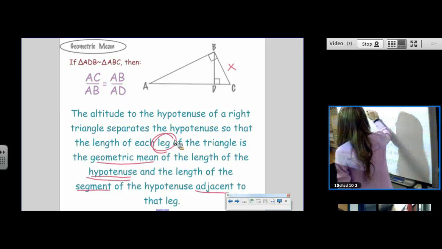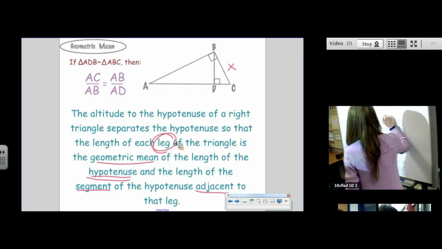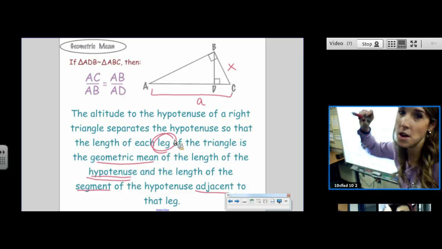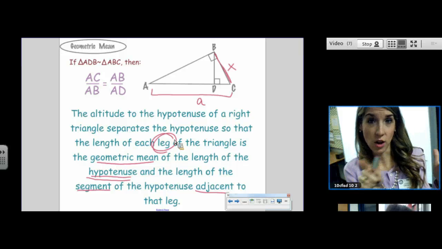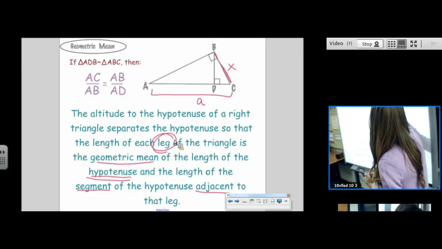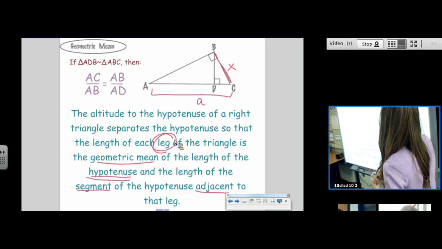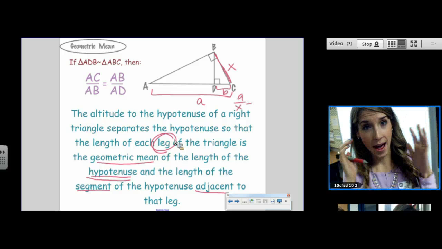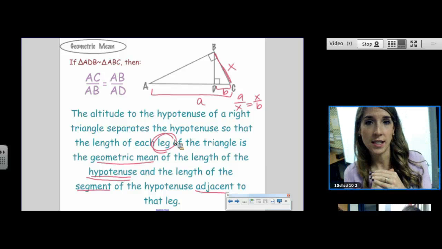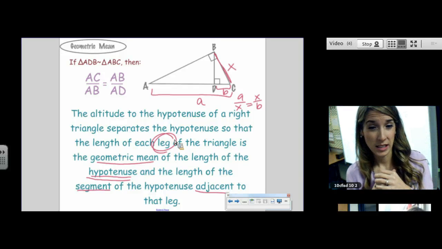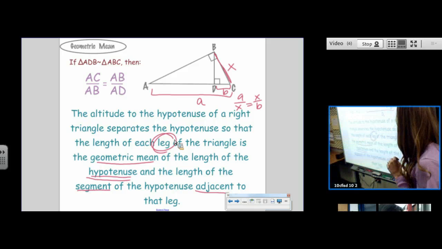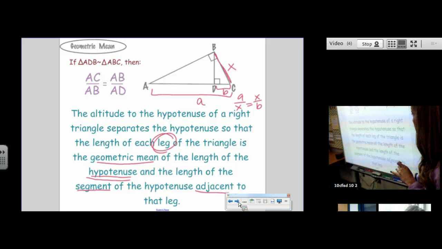So what that is saying is that, there we go. X, here's our leg. X is the geometric mean between the hypotenuse, which I just called A, and the segment of the hypotenuse that's closest to X, B. A is to X as X is to B. The leg is the geometric mean of the hypotenuse and of the adjacent segment of the hypotenuse. A is to X as X is to B. It'll make more sense the more you do of these. That says the same thing.